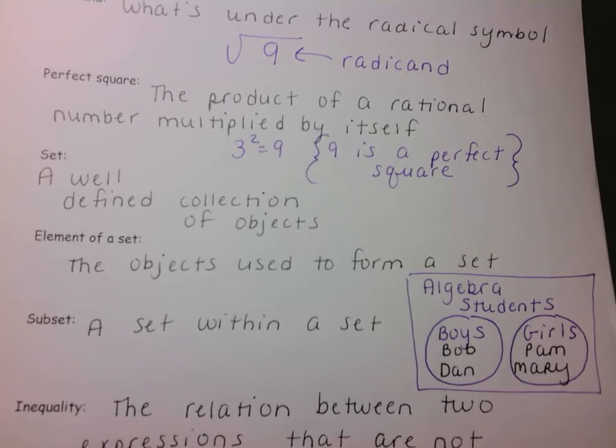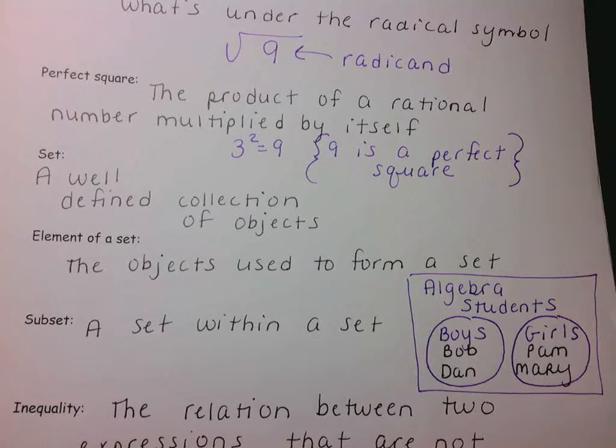A set is a well-defined collection of objects, and the element of a set is the object used to form a set. A subset is a set within a set. So in my example, the set is algebra students. The elements of the set are Bob, Dan, Pam, and Mary, and the subsets are boys and girls.